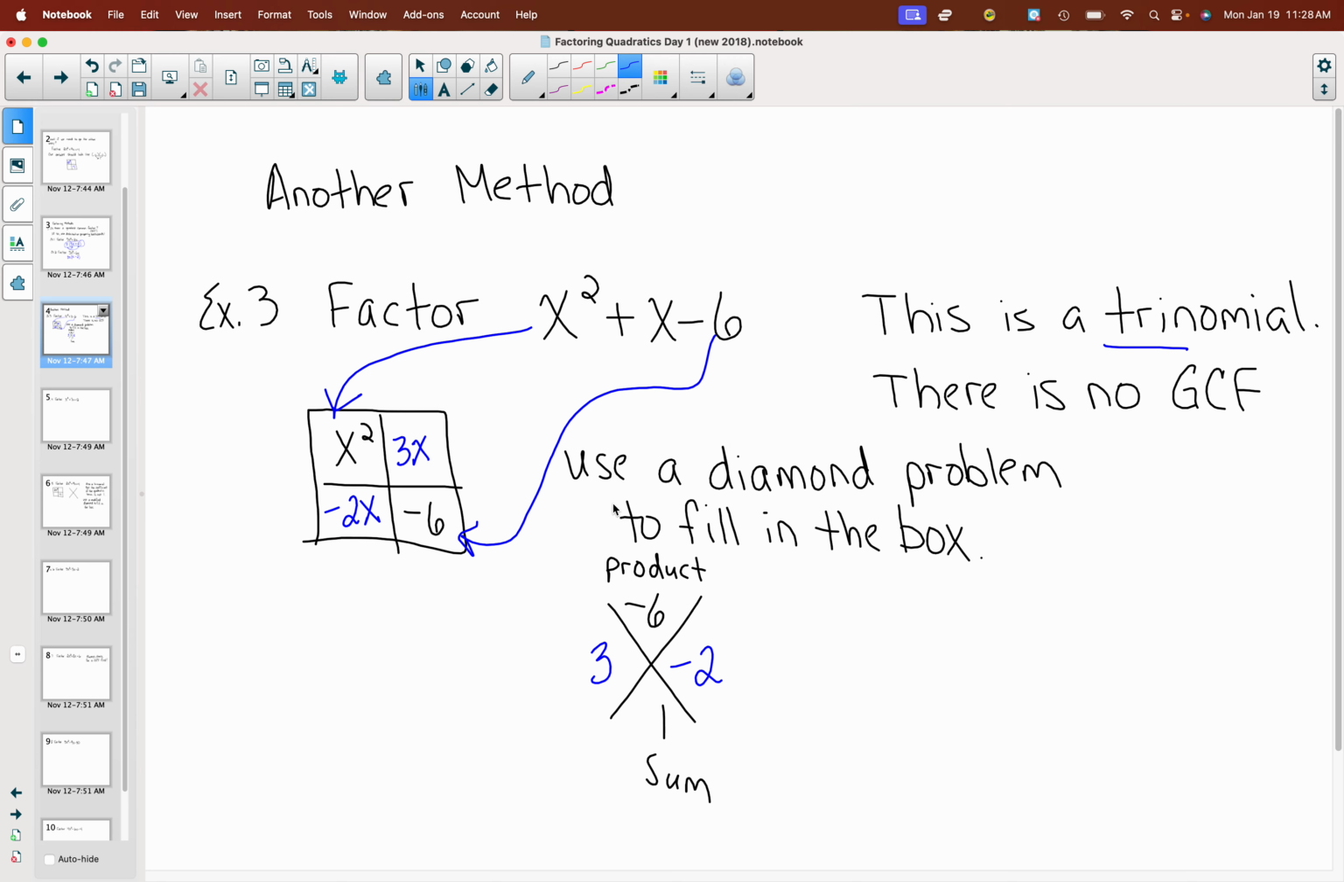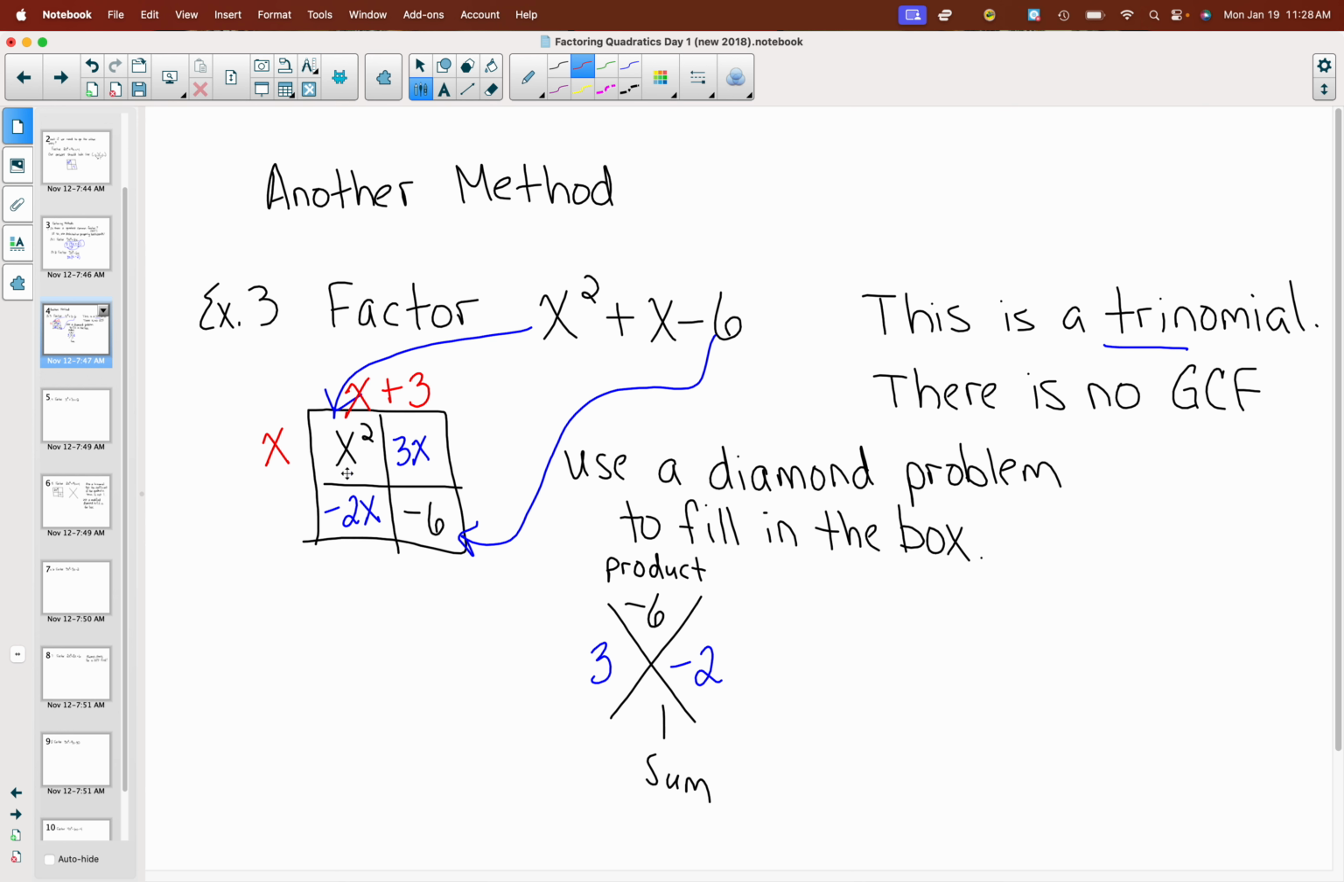Now what I'm going to do next is I'm going to look in each row, or you could do columns, and you're going to pull out a GCF. So in this first row, an x squared and an x, I can pull out an x. And then you ask yourself, what do I multiply x by to get x squared? Well, this would have to be an x. What do I multiply x by to get a 3x? Well, I need a positive 3.